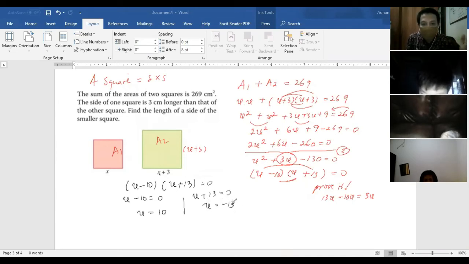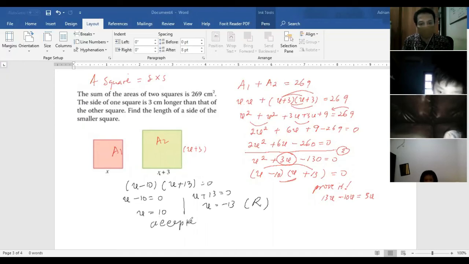Can you guess that the size is minus? There is no minus for length, right? So this one is rejected, okay? So x is accepted. This one is accepted. So x equals 10. So find the length of the side of the smaller square. So the smaller square, the side is x, right? So the answer for the smaller square, the side is 10 centimeters.